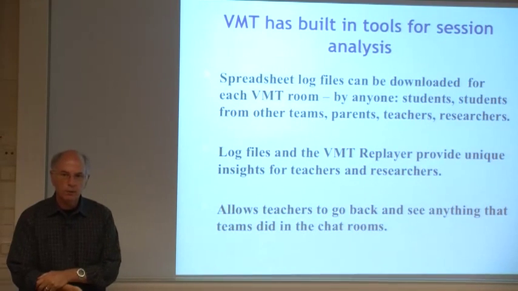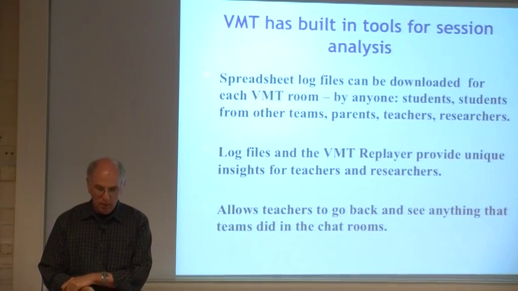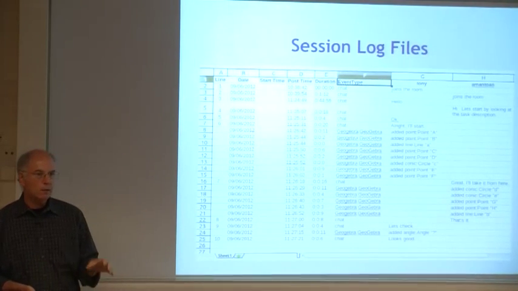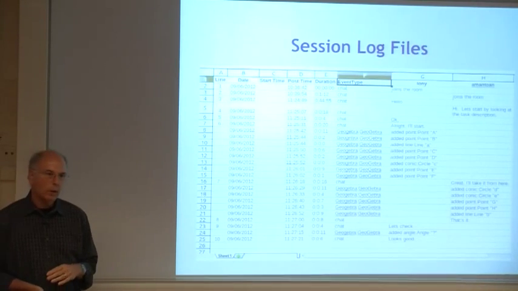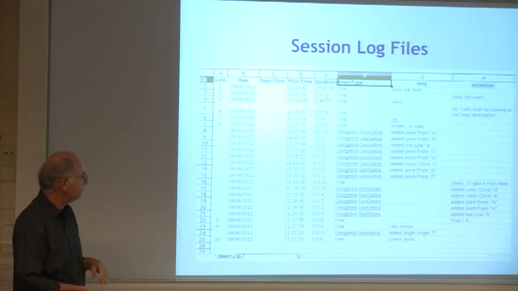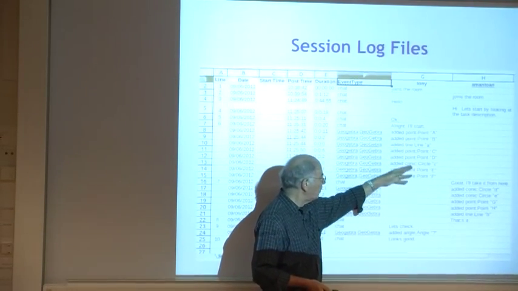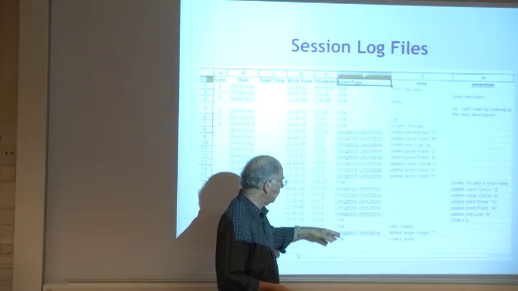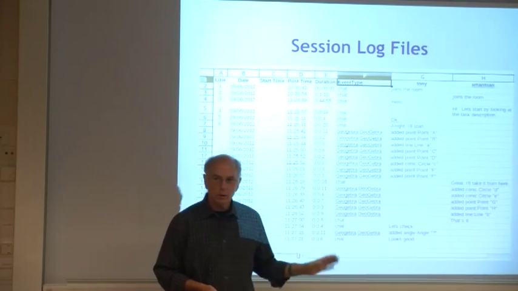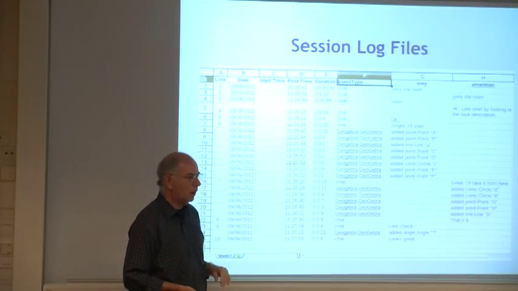And then we have some additional features built in for analysis. Log files in spreadsheets that everybody can download. The students can download it, if they want a list of their chat, the teacher can download it to see what went on in the chat, and researchers can download it. It's very detailed, so it includes GeoGebra actions like this person added points A, B, C, and so on, or circles. It includes the chat. It includes that people came into the room and left the room, and that they switched from one tab to another. So it basically captures in a spreadsheet version a lot of the detail of what went on.